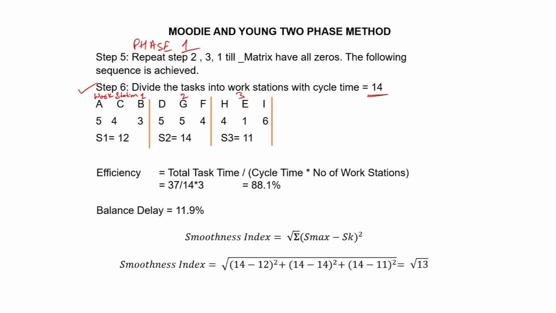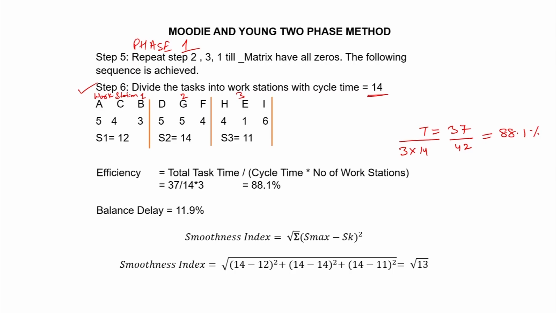Workstation 1, S1, has a time of 12, S2 has a time of 14 and S3 has a time of 11. Now, I can calculate the efficiency in the same manner as we did earlier. Total time is 37 time units, divided by number of workstations 3 and they are balanced for 14, so 14 times 3 is 42. Our line efficiency is 88.1%.